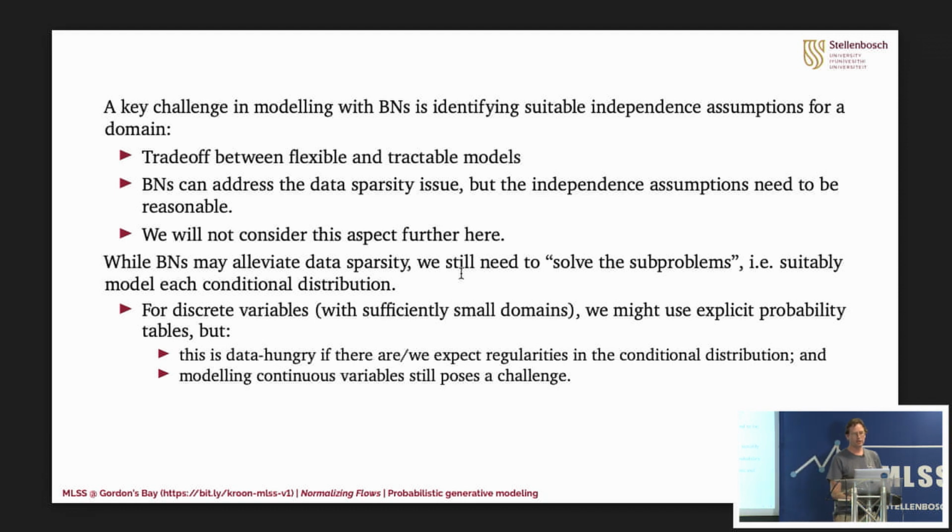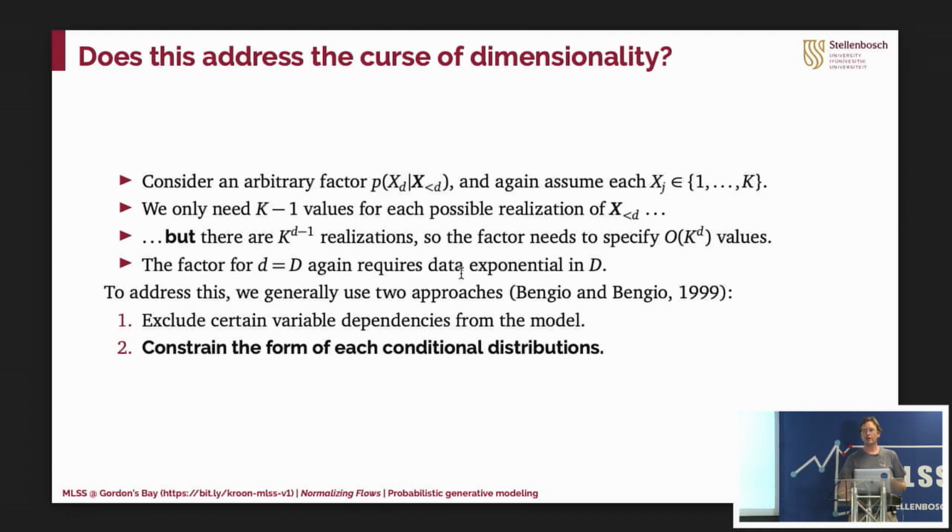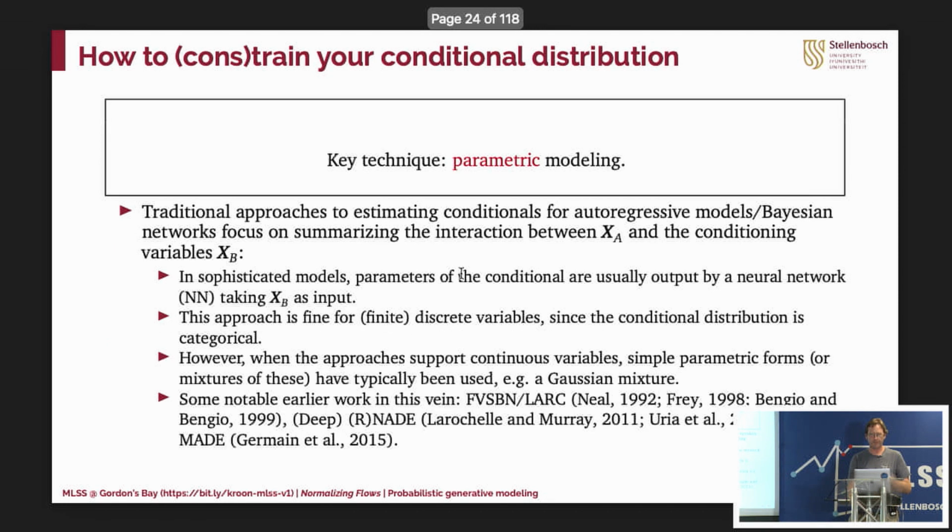So how do we model those conditional distributions? Well, if these variables were finite, discrete, we could potentially build these little tables, but if the variables are continuous, we can't even do that. So we immediately have to start using some kind of parametric form, and that leads to constraining the form of each conditional distribution. That's where we're going to be spending most of our time today, constraining the form of the conditional distribution in a certain way.